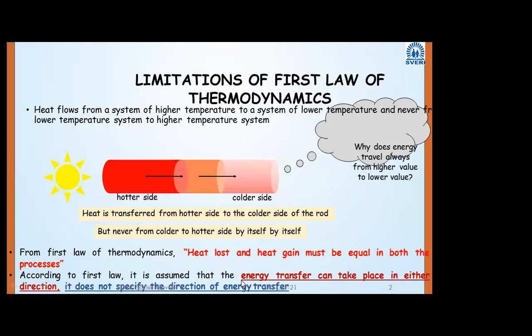So energy transfer can take place in either direction, according to the first law. It does not specify the direction of energy transfer, that is, heat from higher temperature to lower temperature. According to the first law, it may be possible that heat transfers from a lower temperature to a higher temperature system also. So this is the limitation. The first law of thermodynamics is a directionless law; it doesn't speak about the direction.